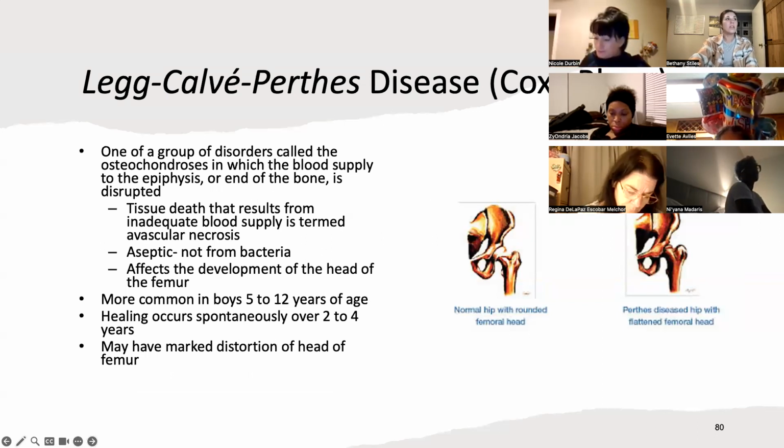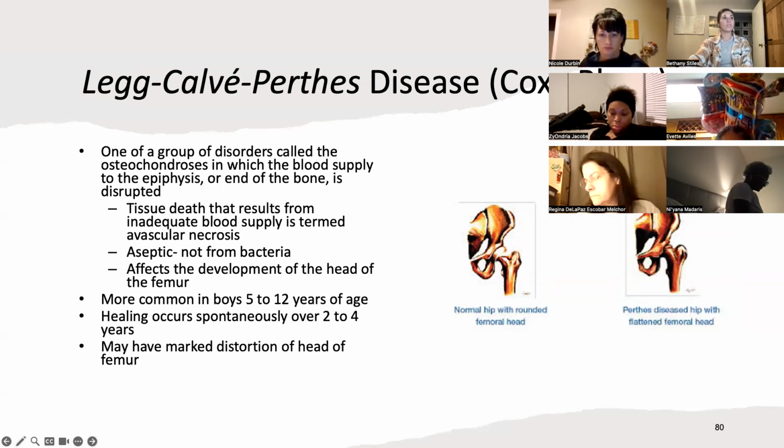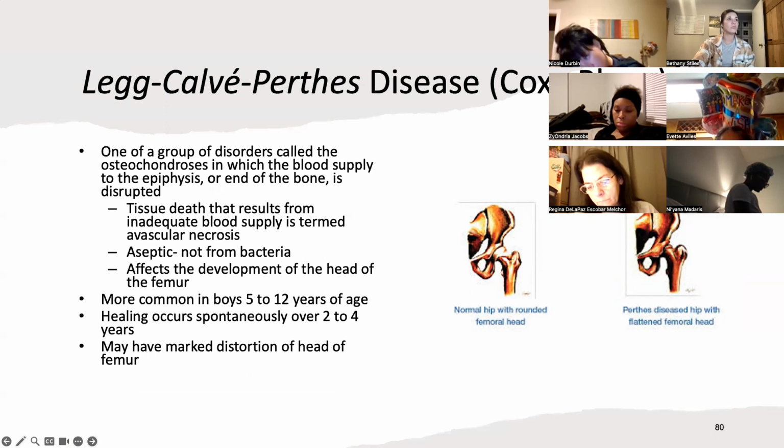Legg-Calvé-Perthes disease is going to be similar, but this is where the blood flow to the end of the bone is going to be disrupted. So we're not going to be getting blood to the end of the bone, and that's going to result in tissue death and possibly affect the development of the head of the femur.